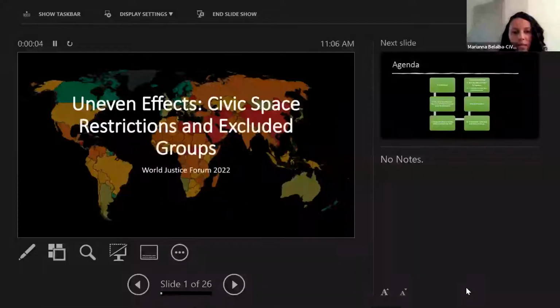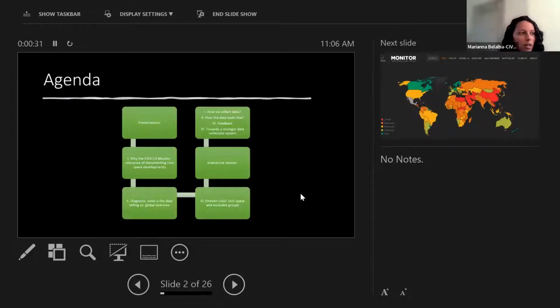The session today is basically trying to explain a bit why we create the monitor, why we're trying to document this data, but also specifically how civic space restrictions do not affect every group the same way, and how we're collecting data, but more importantly, how we can improve the data that we're collecting, but also how we are presenting this data.